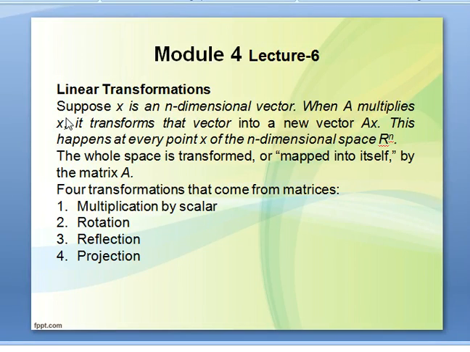Linear transformations. Linear transformation is the process wherein a matrix is multiplied by a vector or a scalar quantity, and when the matrix is multiplied by a scalar or a vector, then its dimensions or its values are going to change. So to see these, let's learn the four transformations that come from matrices. The first one is multiplication by a scalar, then rotation, reflection, and projection. So to know these, let's see.